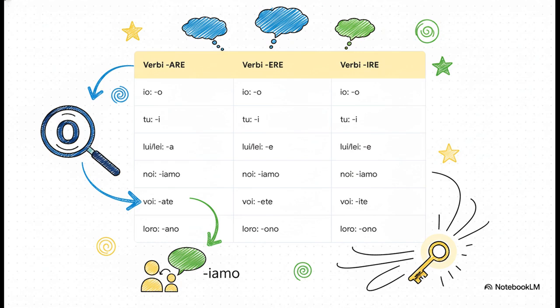So, this chart here is your new best friend. Seriously, it shows you all the endings for the 3 main types of regular verbs. But don't get overwhelmed. Just start looking for the patterns. See how for io, for I, the ending is almost always a simple o? And look at noi, for we, it's always iamo. Every time. Getting comfortable with this chart is an absolute game changer. It literally unlocks thousands of verbs.